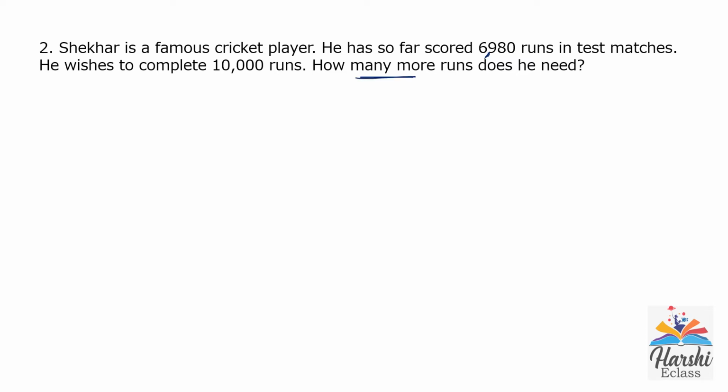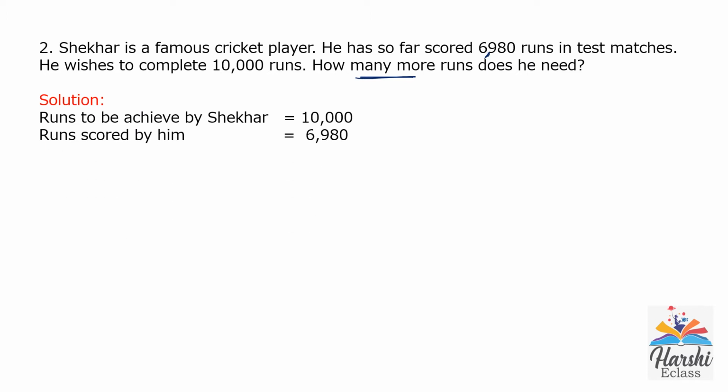For this, here we are comparing. We are comparing so that we will get to know the difference between 10,000 and 6,980. For this, what we will do? We will do subtraction. First, write the statements. Runs to be achieved by Shekhar is equal to 10,000. Runs scored by him. Already he completed 6,980 runs. Runs required. Required runs we will get by doing subtraction.